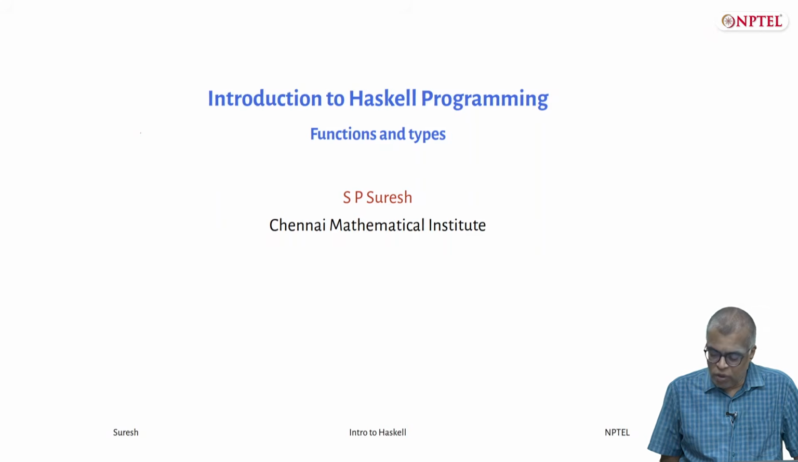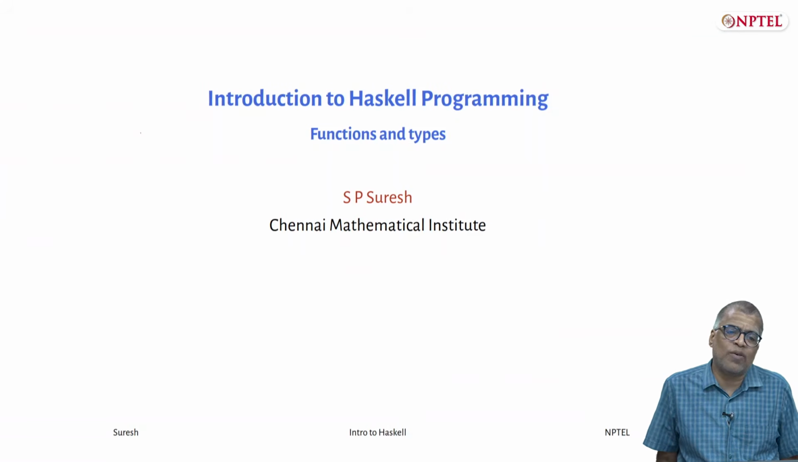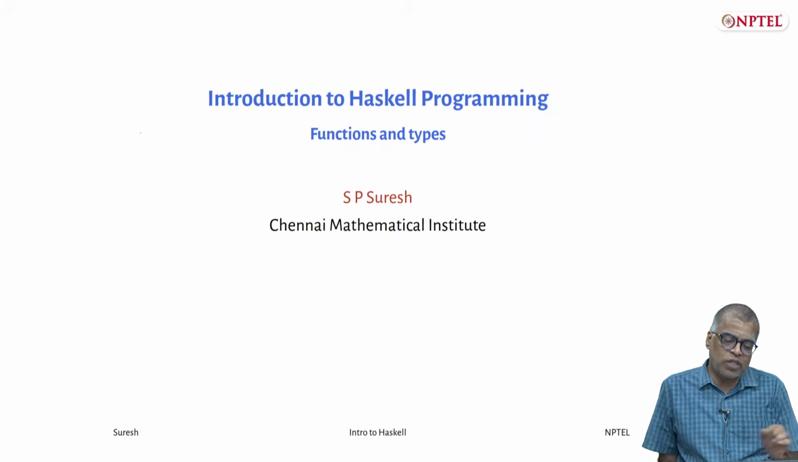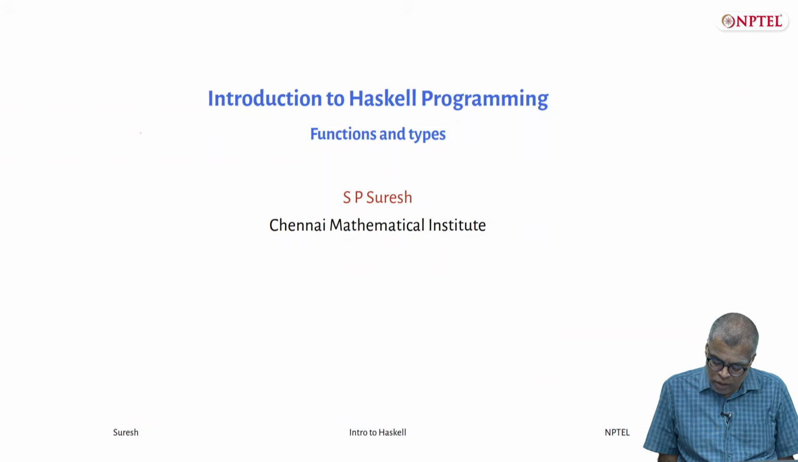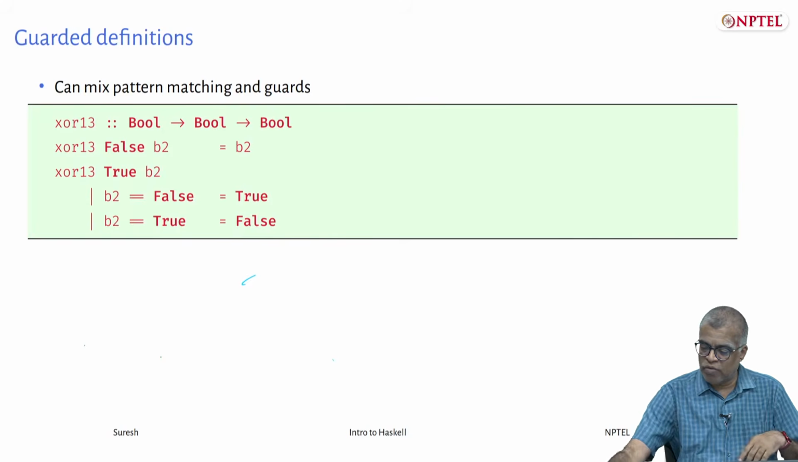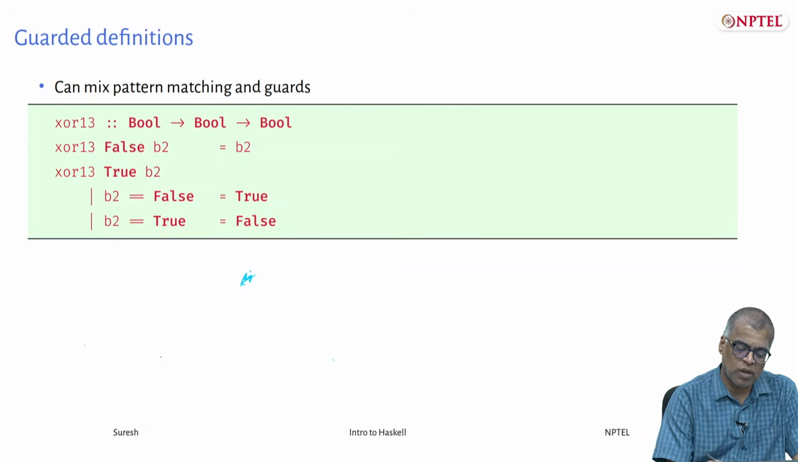In the previous lecture, we looked at function definitions. We looked at function definitions where the definition was just a single line of expression, and we also looked at multiple lines of definition where each line corresponds to some combination of input patterns. Here is another way of defining functions, which is called guarded definitions.